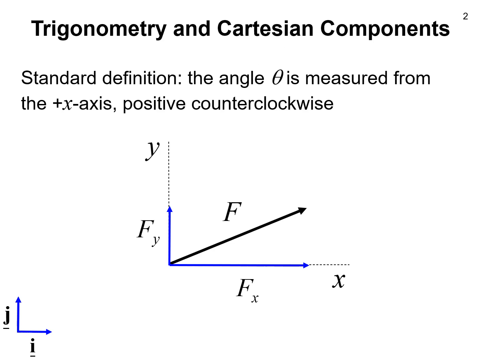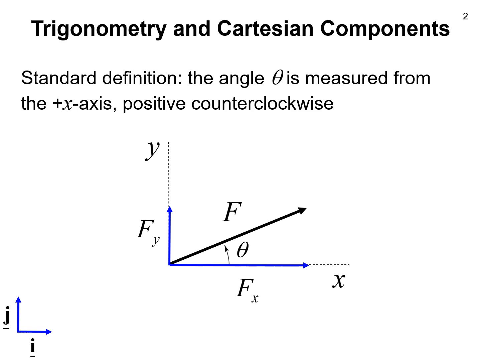We draw a vector f in the first quadrant of the x and y axis system, and we show each of their components as if they're both positive, and we introduce an angle called theta, which is measured by convention positive counterclockwise from the positive x-axis. Now in some problems that might change, but in this case we'll define this as our standard.